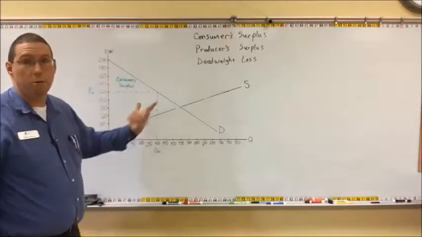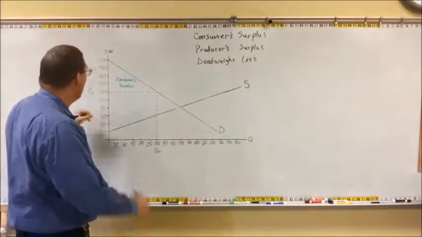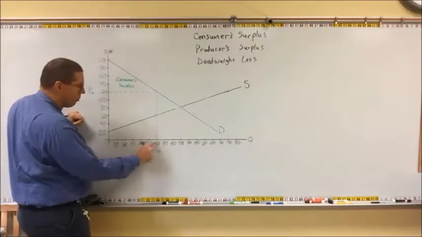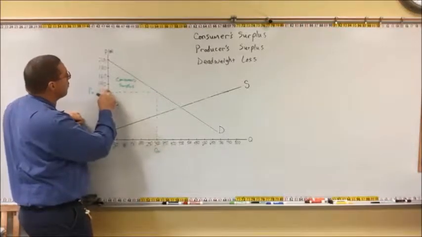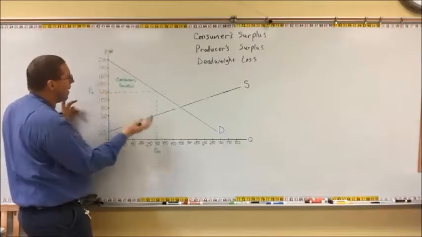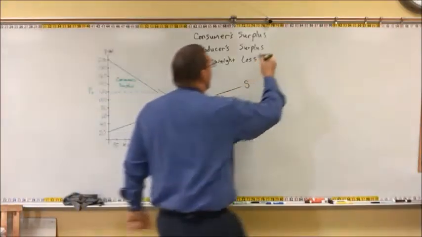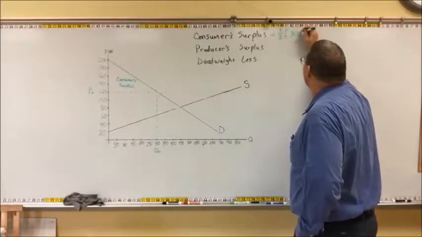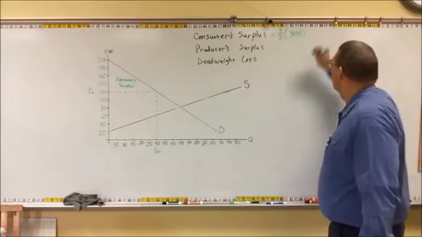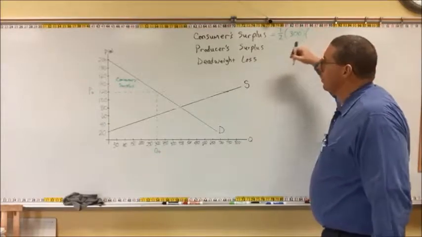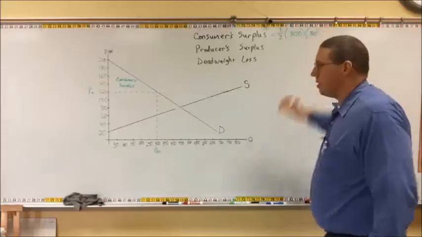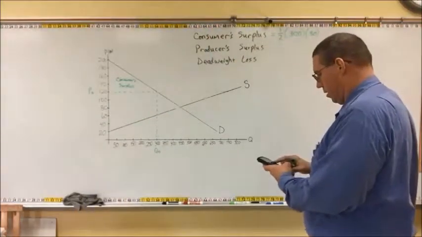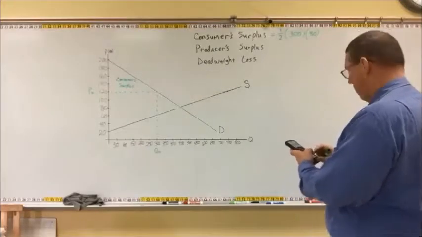Okay? So let's go ahead and calculate consumer surplus. It's still a triangle, so it's still going to be 1/2 base times height. Only now the base goes from here only to here. The base is now 300, and the height goes from here to here: 200 minus 120, that's 80. So consumer surplus is going to be equal to 1/2 times the base, which is now 300 because quantity went down to 300, and the height is 80.